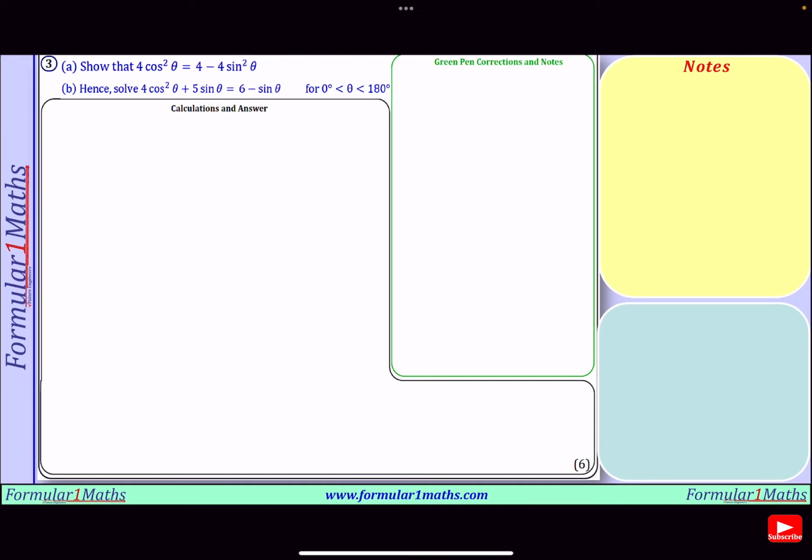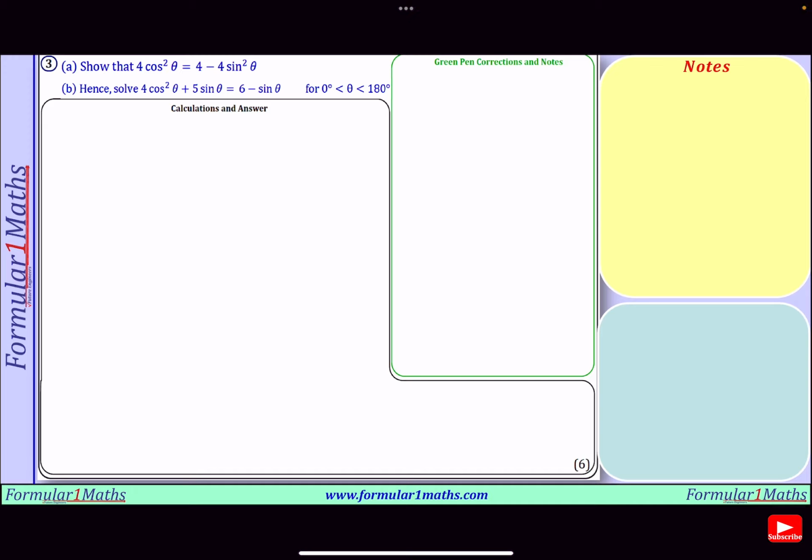Question 3. Show that 4 cos squared theta is equal to 4 minus 4 sine squared theta. Part B. Hence, solve 4 cos squared theta plus 5 sine theta equals 6 minus sine theta for all values in the range from 0 to 180.